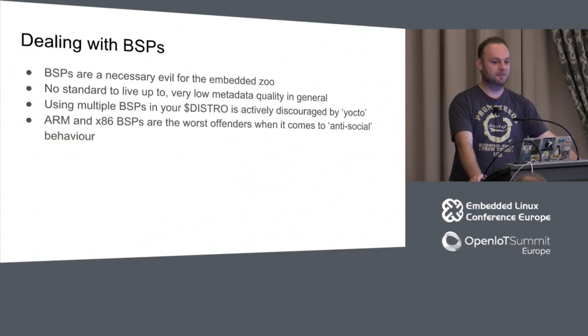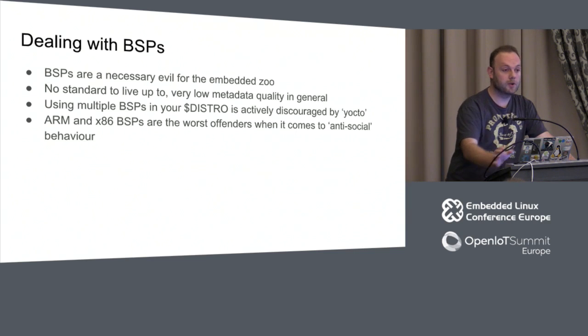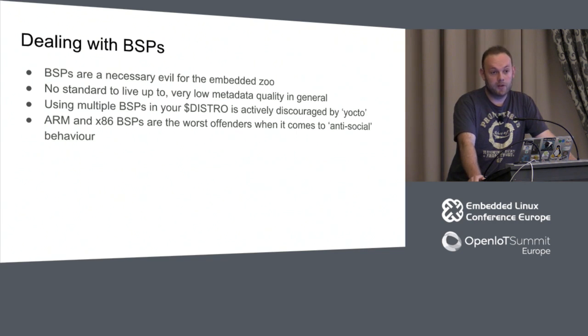Well, because people think their product is special. And if you're ARM or an x86 BSP, you think you are really special. So that's why in the OpenEmbedded world, we really have to deal with BSPs. And since there is no quality control because everyone can start their own layer, there are no standards to live up to. And BSPs in general have a very low metadata quality because people create one to scratch their itch. If you buy the product, the company will support it. If you haven't bought it, they have no incentive to support it.